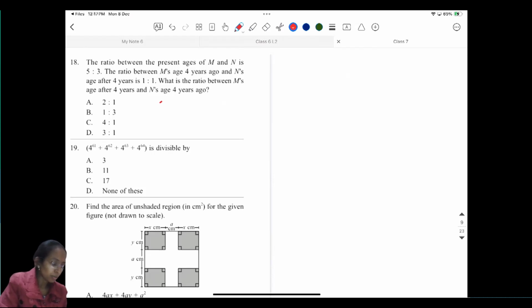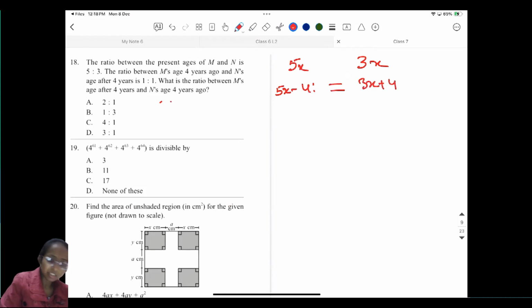What is the ratio between M's age after 4 years and N's age 4 years ago? So right now M's age is 5x and N's is 3x. The ratio between M's age after 4 years, that is 5x plus 4, and N's age 4 years ago, that is 3x minus 4, is given. They are in the same ratio, that means they are equal. So from this we have 2x is equal to 8, or x is equal to 4.